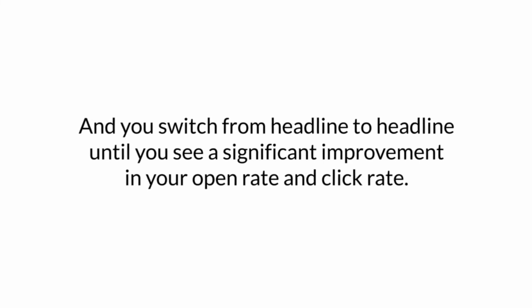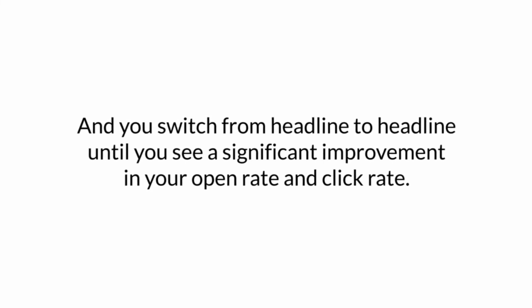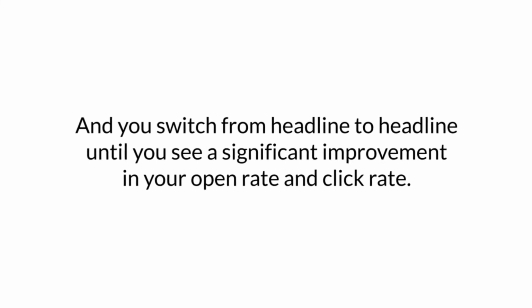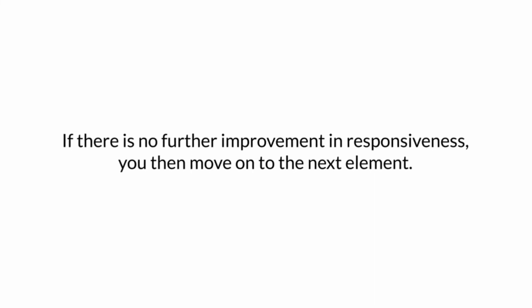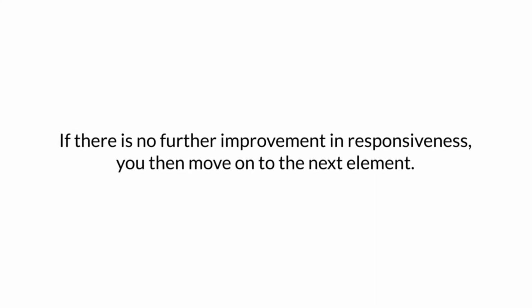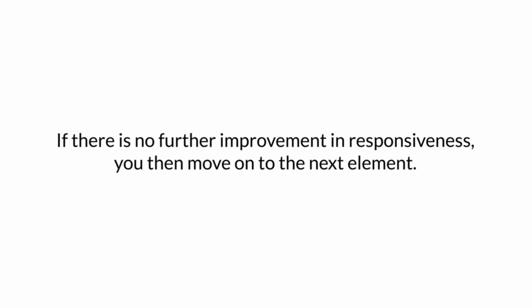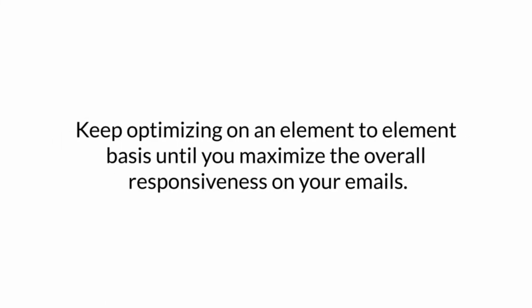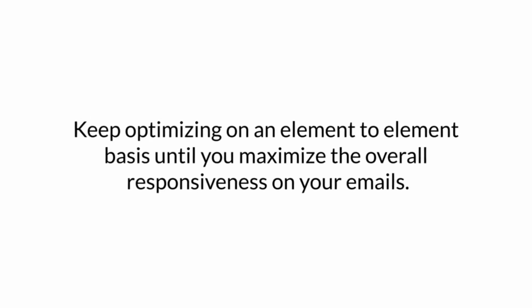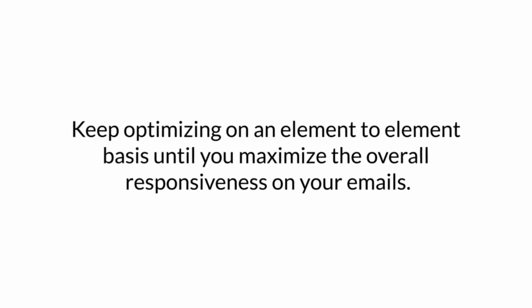and click rate. Once you see an improvement, make small variations of that headline and test again to see if you can get more improvements. If there is no further improvement in responsiveness, you then move on to the next element. In this case, you can change the type of content, and from there, move on to content action and content length. Keep optimizing on an element-to-element basis until you maximize the overall responsiveness on your emails.